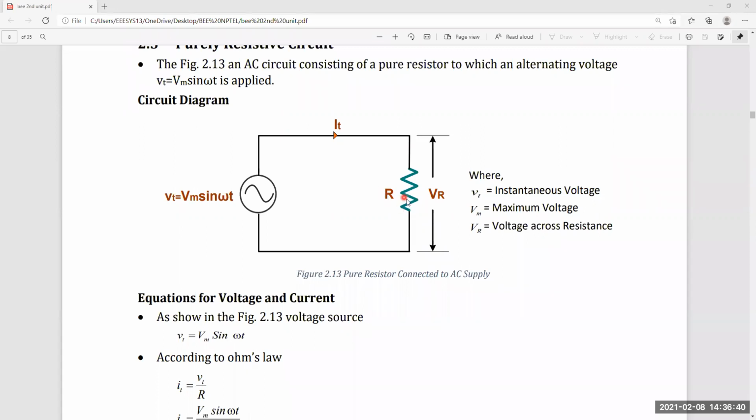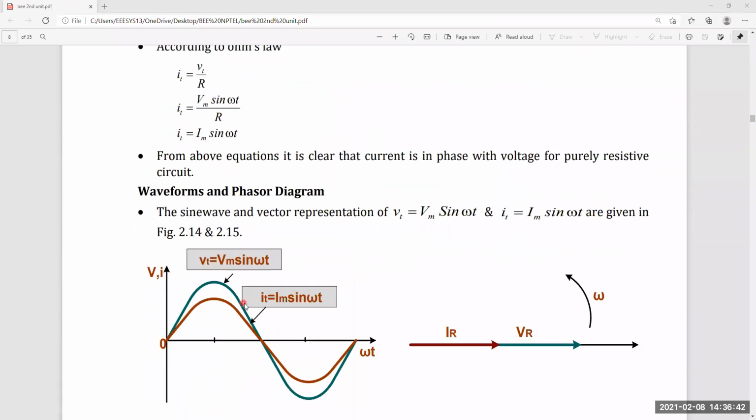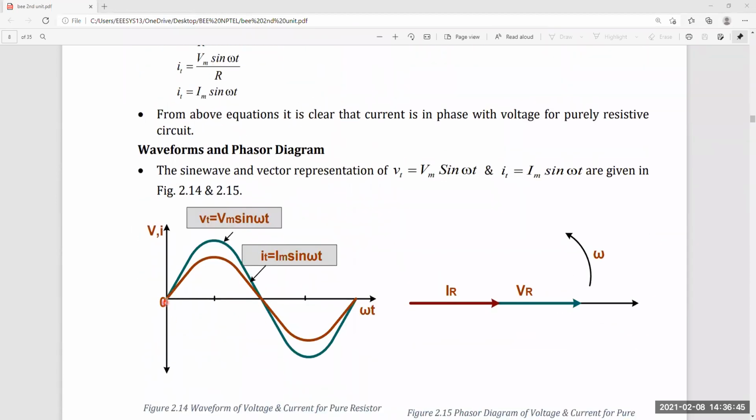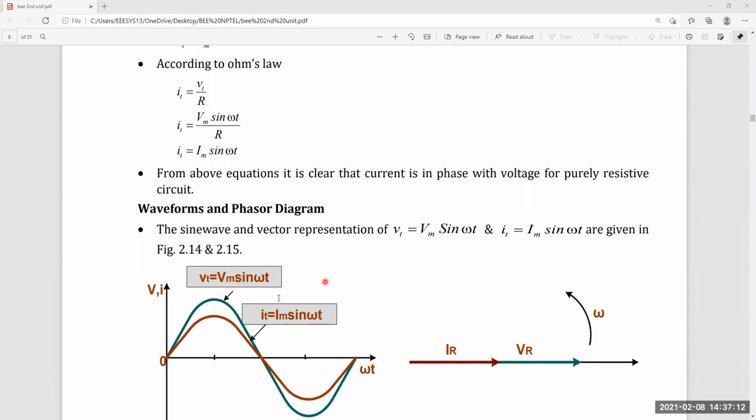That's why the voltage and current are in phase across the resistor. V(t) is Vm sin omega t and i(t) is Im sin omega t. Both are in phase, so both start from zero. The voltage waveform and the current waveform are in phase, with no phase angle delay. There is no phase difference between these two across the resistor, in a purely resistive circuit.